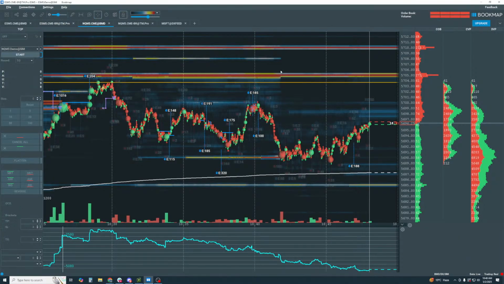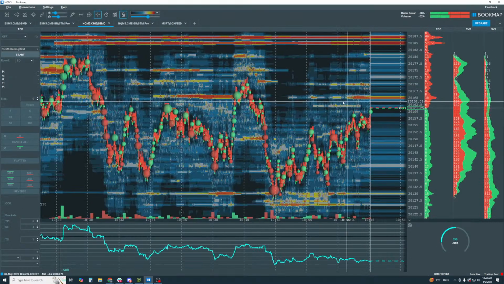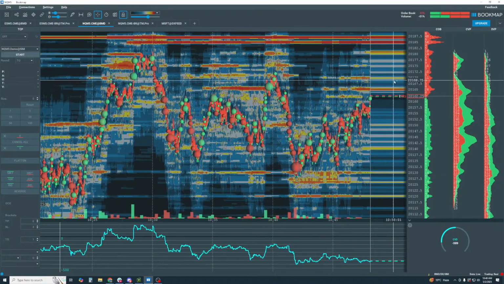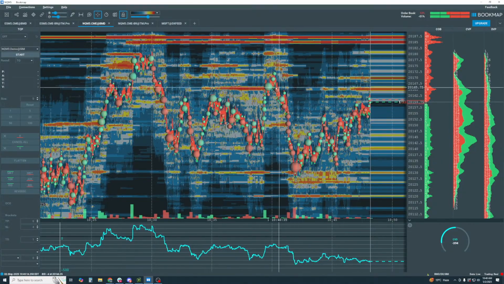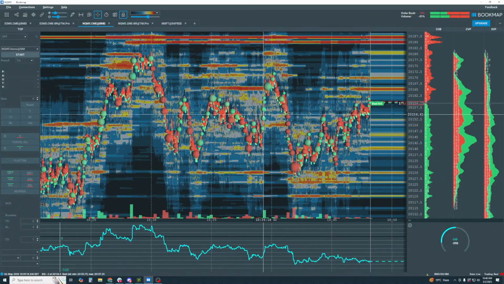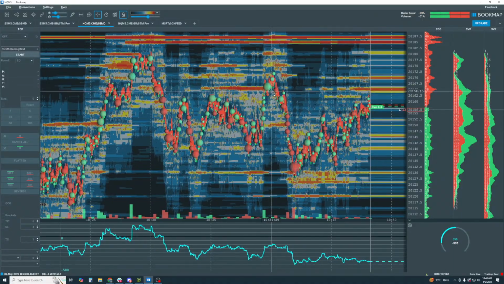You can jump back over to that NASDAQ. I'm kind of curious to see what happened there. Yeah, pretty choppy in here too. This still looks good to me in here. I think this was enough volume to be able to do that.